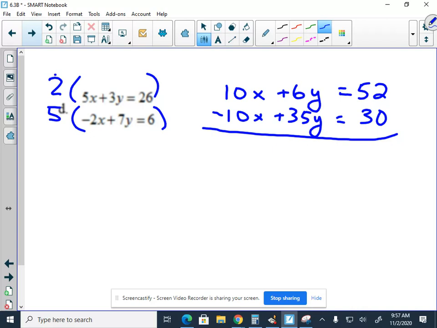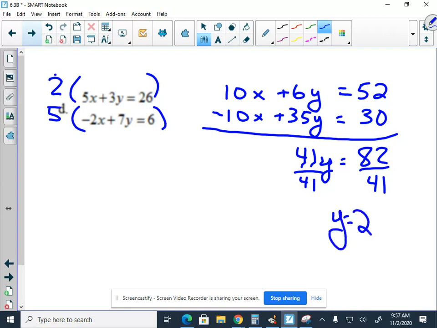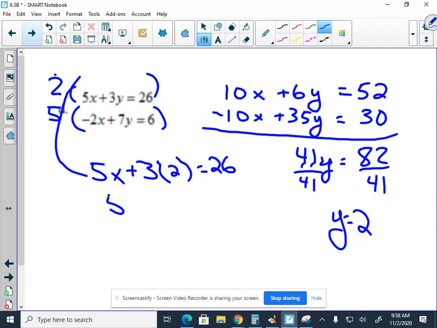Now the x's eliminate. We get 6 and 35 make 41y equals 82. If I divide by 41, y ends up being 2. Okay? So if y is 2, I got to take that and put it into one of the equations. I'm going to put it into the first one. 5x plus 3y equals 26. So I'm going to put in the 2. 5x plus 6 equals 26.